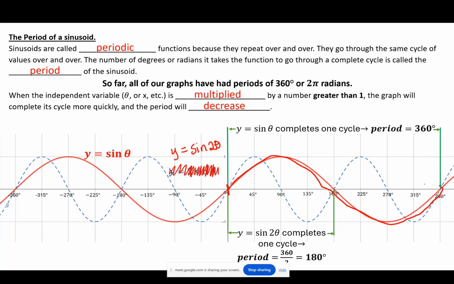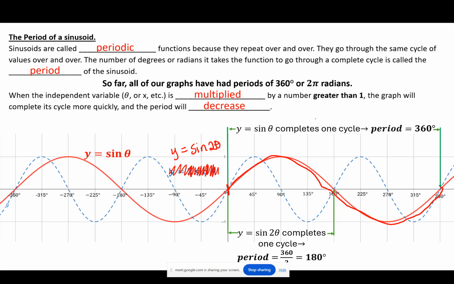All right. It took 360 degrees for it to complete all those values. That is what I mean when I say that the function y equals sine theta has a period of 360 degrees. It takes 360 degrees for it to do its thing that it just does over and over again.